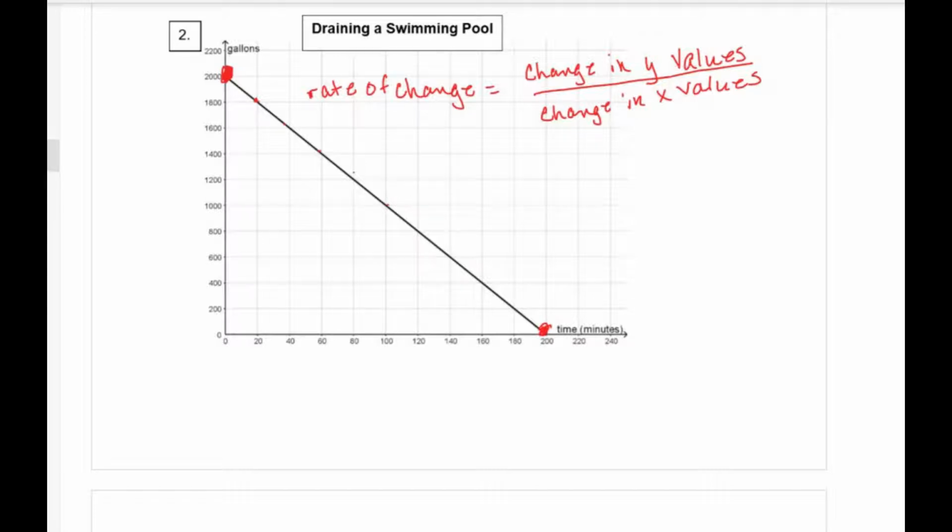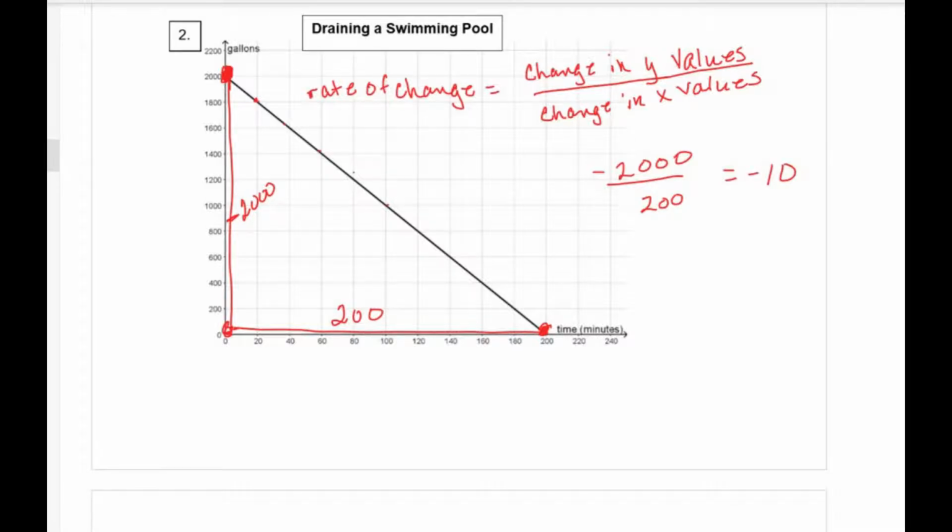Now in this problem, I think it's easiest just to use this point and this point, this whole graph here. The change in the y values. So to get from this point down to this point, I have this whole distance here of 2,000. But notice that to get from this point to this point, I'm going down. So the change in the y value is actually a negative 2,000. The change in the x value to get from here to here is 200. So these changes up here, negative 2,000 divided by 200. So that's a slope of negative 10.